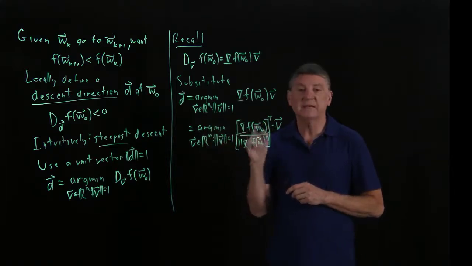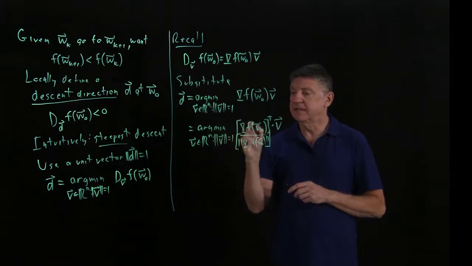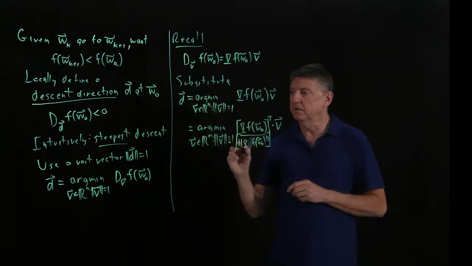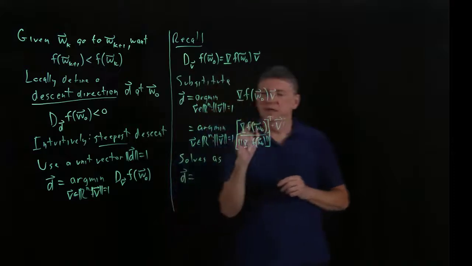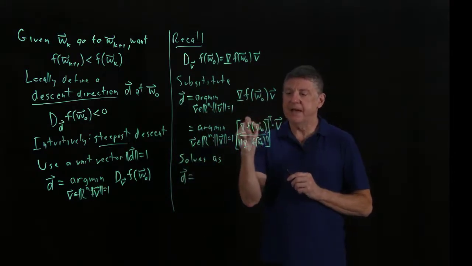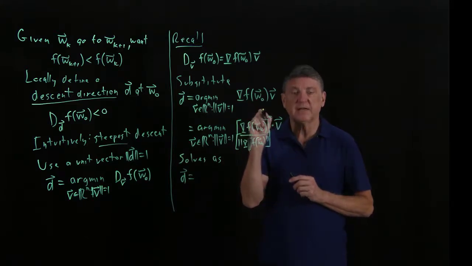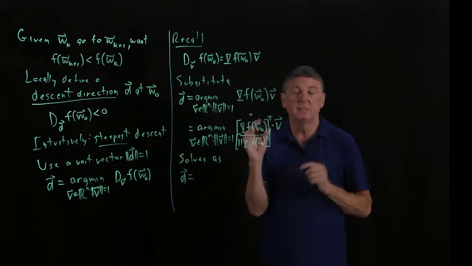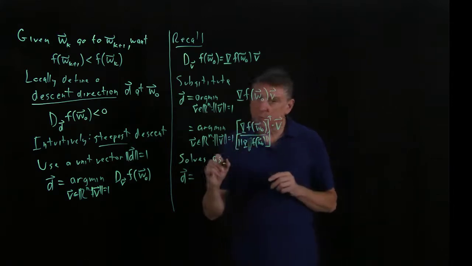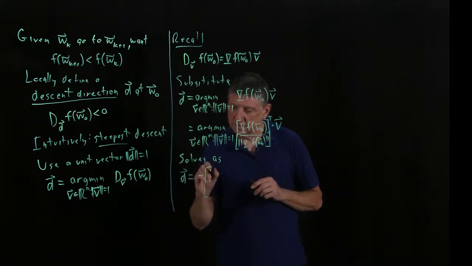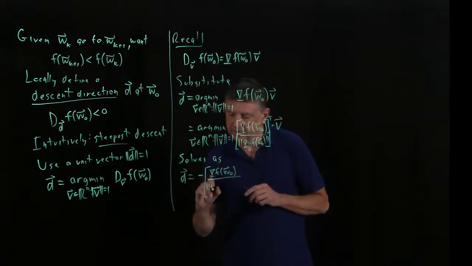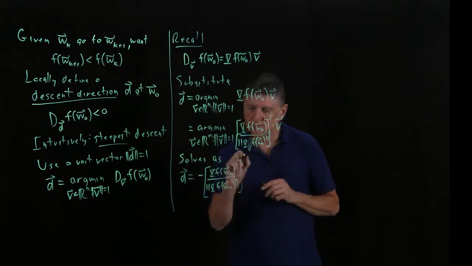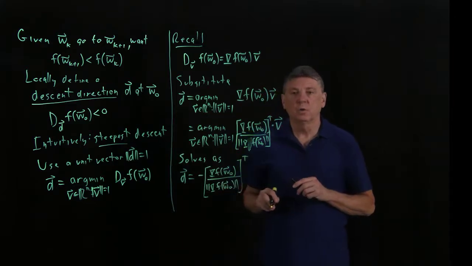So we know that this argmin has a simple solution. If v equals that, it's 1, and if v equals minus that, it's -1, and the dot product of two unit vectors can never be outside that domain of -1 to 1. So we then know that d is minus the gradient one-form of f evaluated at the point that we're looking at, made into a unit one-form by dividing by its magnitude, transposed.